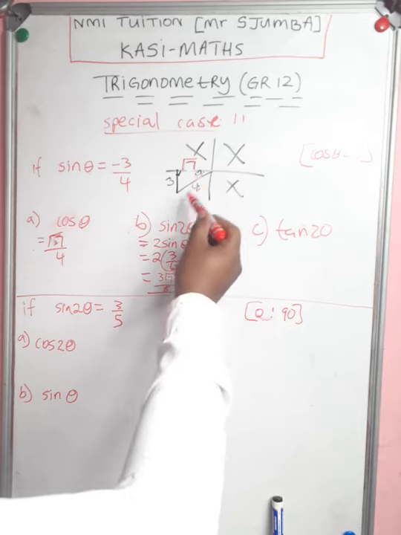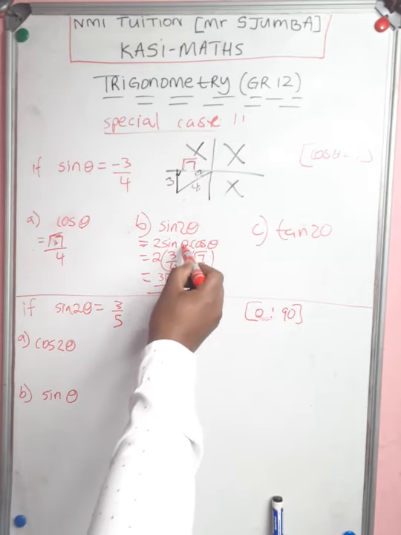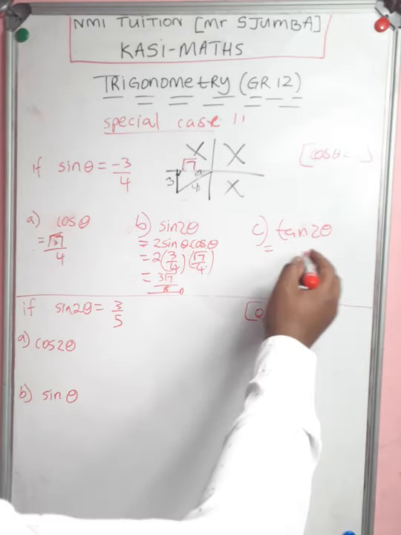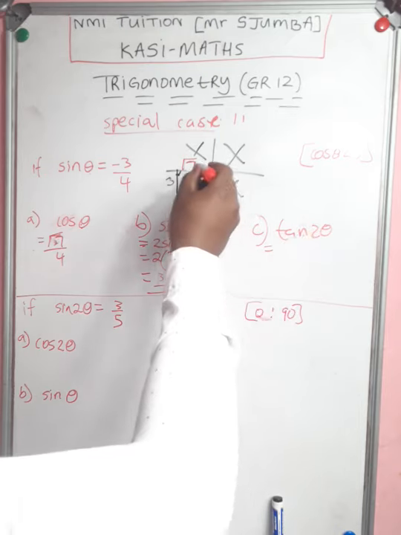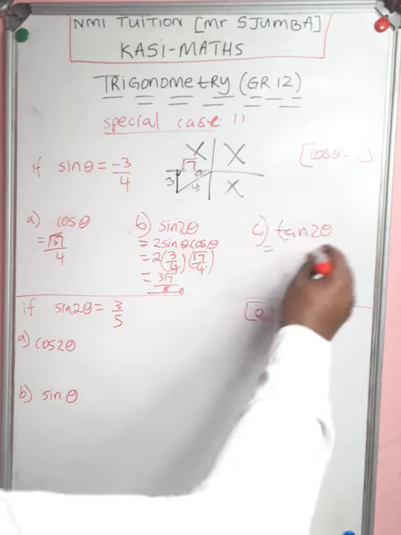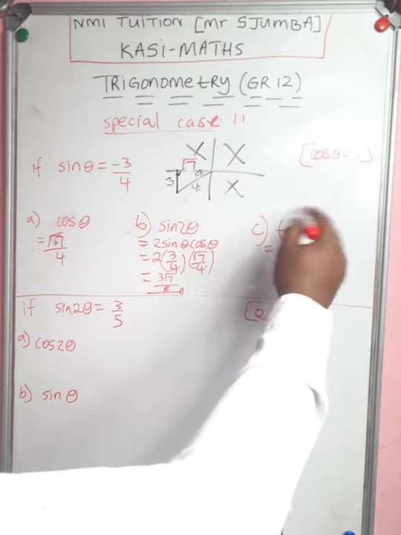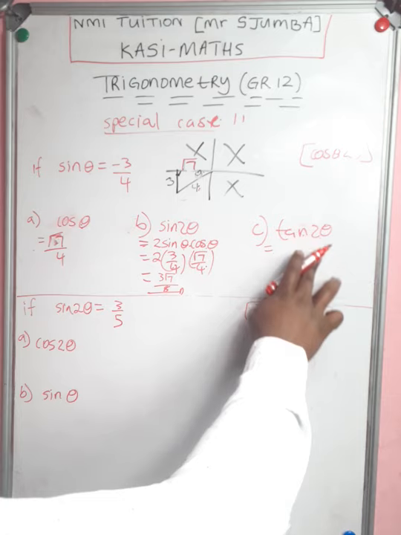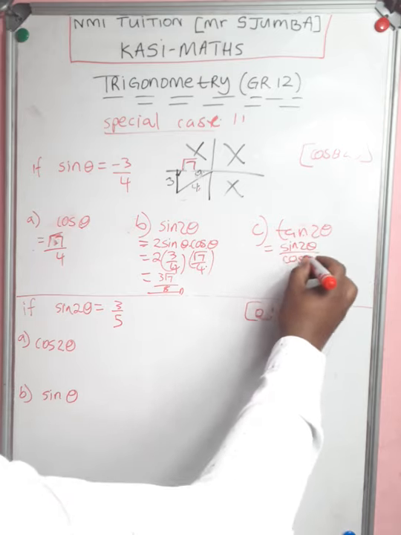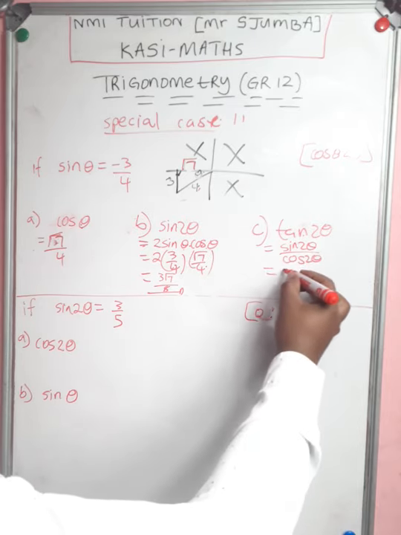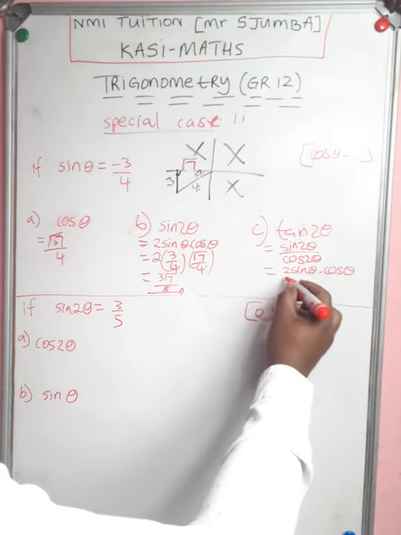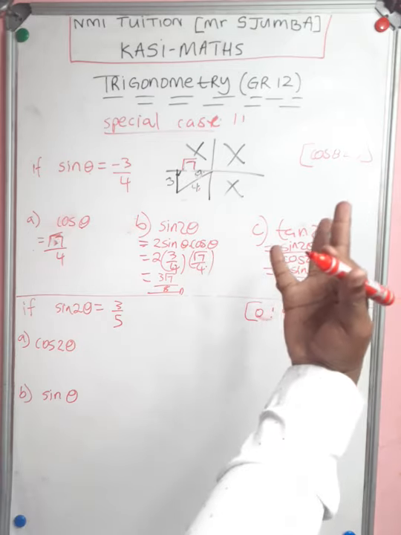So we were given a small angle, but we want the 2 angle. So tan 2 theta. We don't have 2 theta, so we cannot take the answer from the diagram. And we don't do the double angle of tan in grade 12. So tan means sine 2 theta over cos 2 theta. Then sine on top will be 2 sine theta cos theta over cos 2 theta, which has 3 options.